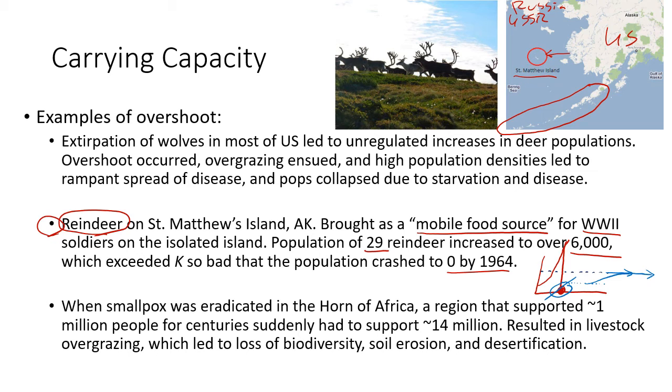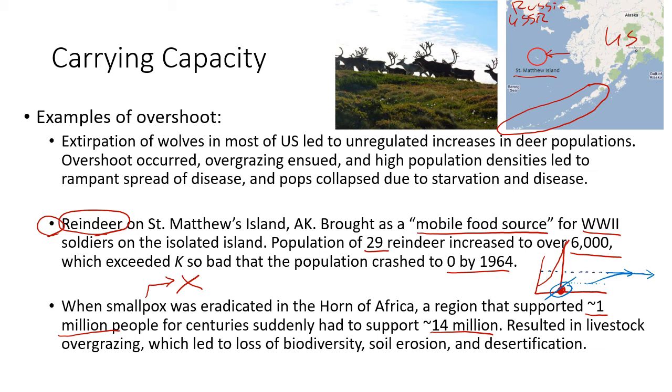Smallpox historically has kept human populations in check. This is a density-dependent limiting factor. But smallpox was eradicated from the Horn of Africa, so in East Africa. That was a region that supported about 1 million people for centuries, for millennia. There's been about 1 million people in that area. All of a sudden, you remove the pressure of this disease, so that disease is gone, and suddenly populations explode. This is coupled with increased food supplies and globalization of markets and all of that stuff. So populations explode to about 14 million people.